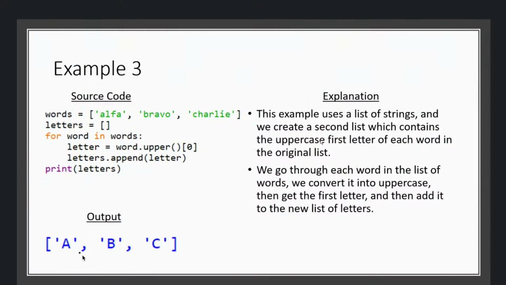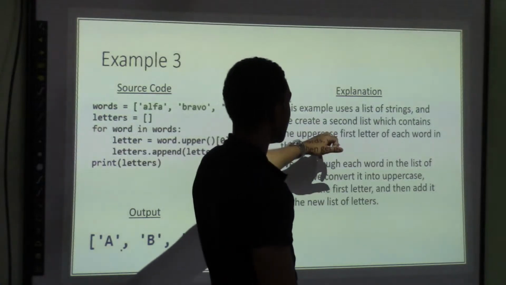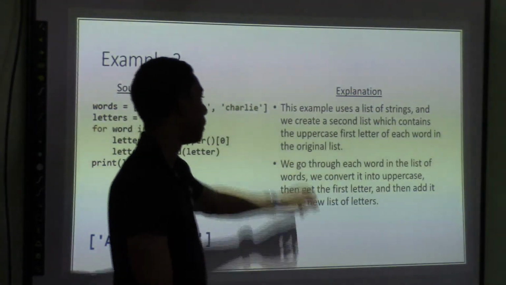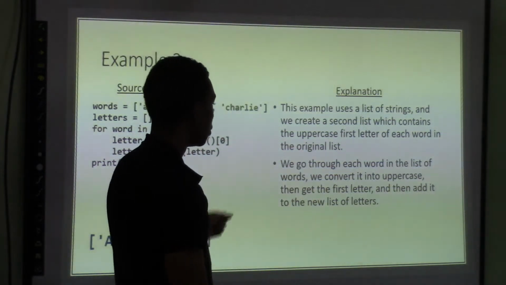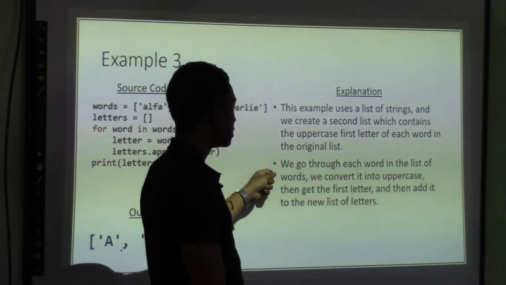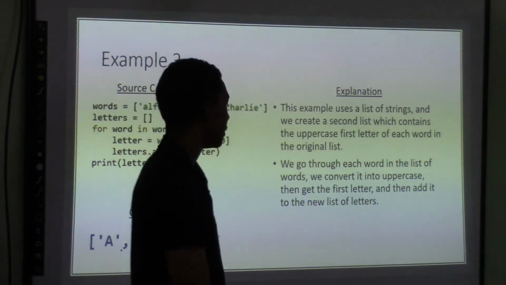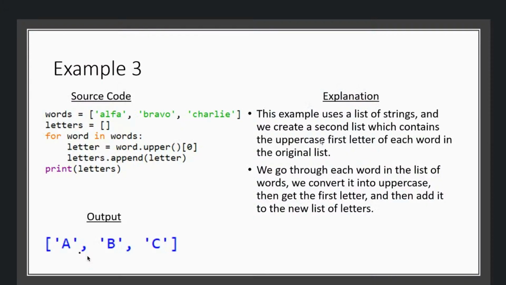This example uses a list of strings, and we create a second list which contains the uppercase first letter of each word in the original list. We go through each word in the list of words, we convert it into uppercase, then get the first letter, and then add it to the new list of letters.